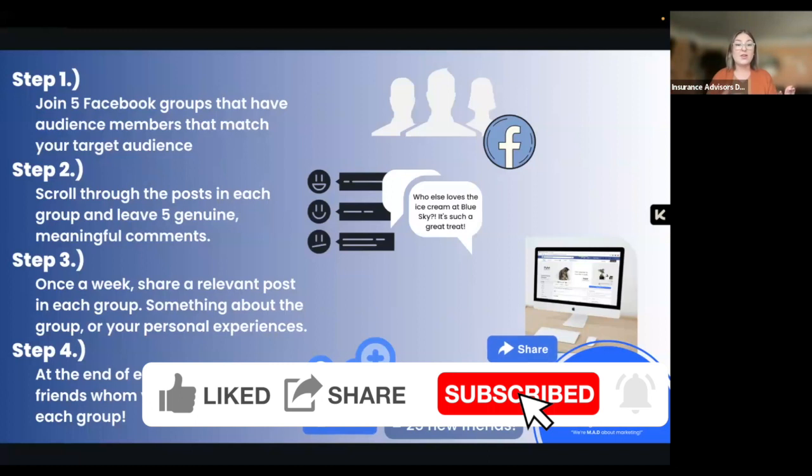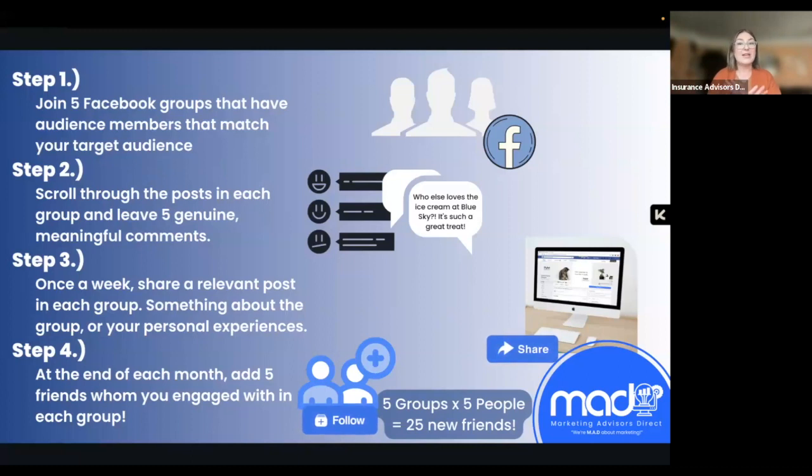So then once a week, you're going to be sharing a relevant post in each group, something about either the group or your personal experiences. Nothing to do with your business. I mean, it can have something to do with your business if it's relevant to what maybe you had seen going on in the group over the last week. Again, the whole point is to make sure that you're getting to know these groups of people and then sharing content that is relevant to them. And then at the end of each month, you're going to add 5 friends from whom you had engaged with in each group. So think about that. You're going to get 25 new friends each month on either your personal profile or as your business page. 5 groups, 5 people, it's 25 new friends right there.